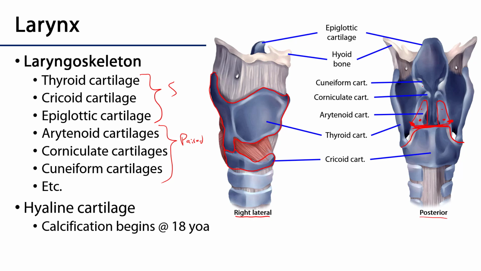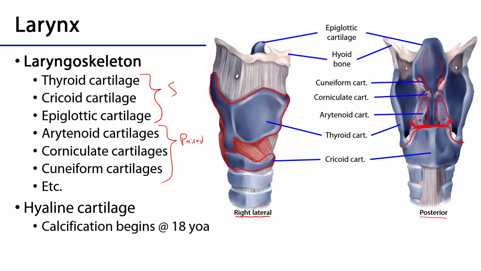Sitting atop the arytenoid cartilages are the corniculate cartilages. And it's between the arytenoid cartilages here and the corniculate cartilage that we have these folds called the aryepiglottic folds. And within these aryepiglottic folds, and we'll discuss these later, are another pair of rod-like cartilages called the cuneiform cartilages. And they help maintain the patency of the laryngeal inlet.